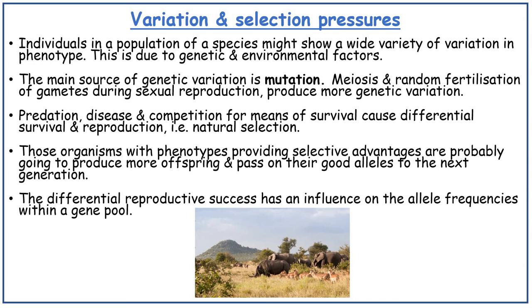Predation, disease and competition for means of survival cause differential survival and reproduction, i.e. natural selection. Those organisms with phenotypes providing selective advantages are probably going to reproduce more offspring and pass on their good alleles to the next generation. The differential reproductive success has an influence on the allele frequencies within a gene pool.